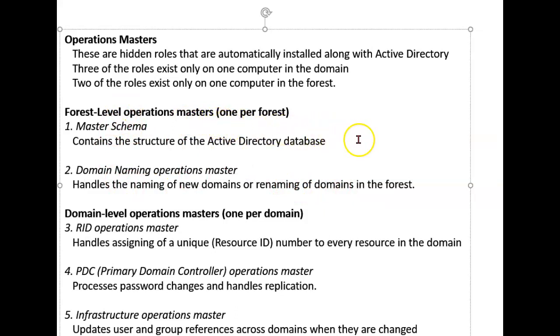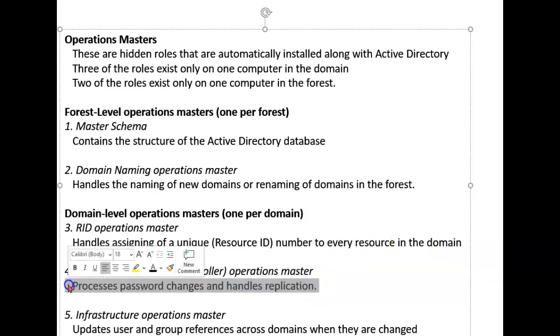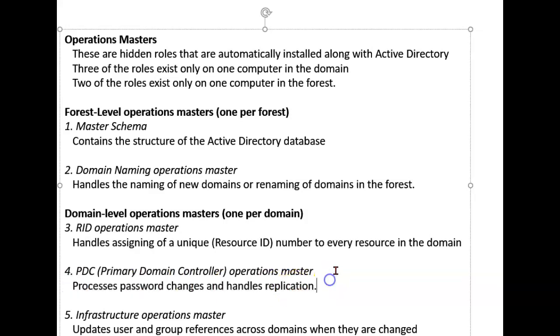The 3 domain level operations masters are the RID master. This handles the assigning of unique resource ID numbers to every resource in the domain. And then the PDC, or Primary Domain Controller Operations Master. This processes password changes and handles all the replication among domain controllers. And then finally is the Infrastructure Operations Master. This updates users and group references across domains when they're changed.